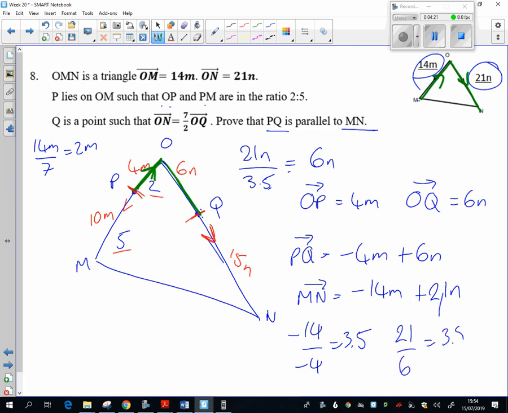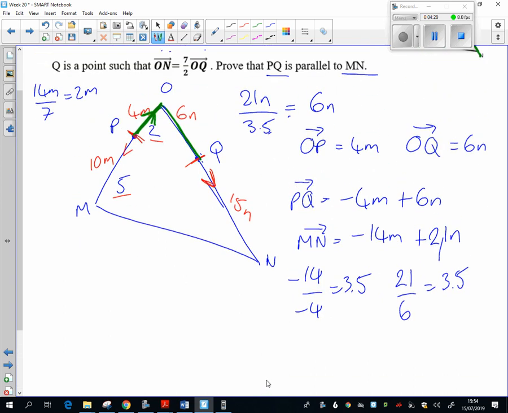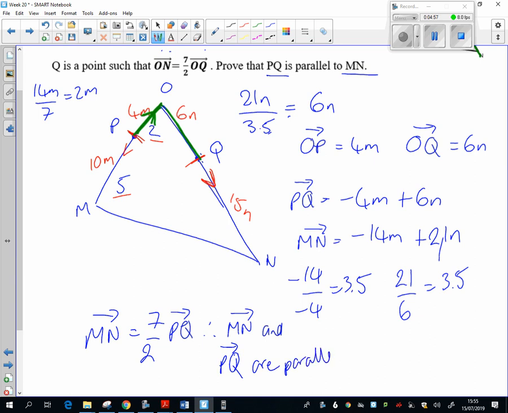So it's a proof, so I just need to make sure I clearly finish it off. So I think the neatest way to write that is to say that MN is 7 over 2 or 3.5 times PQ, and then just clearly state that that tells us that MN and PQ are parallel.